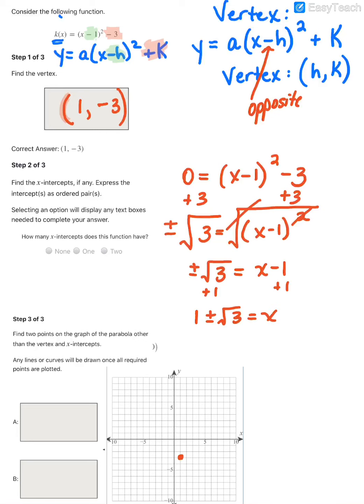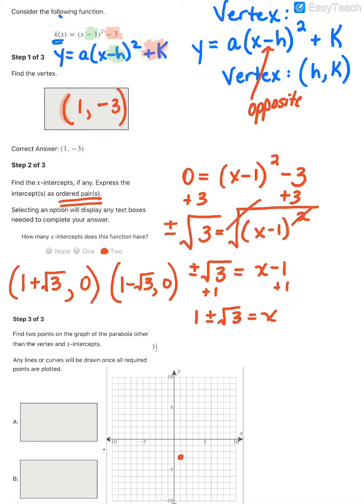In this case, I have 2. And then they're going to ask me to write them as ordered pairs. They do not want decimals. So one of my x-intercepts is 1 plus the square root of 3, comma 0, because the y value is 0. And then the other x-intercept is going to be 1 minus the square root of 3, comma 0, just like that. Okay, so then finally they asked me to find 2 points on the graph other than my vertex and x-intercepts, and then they want me to draw the actual graph.